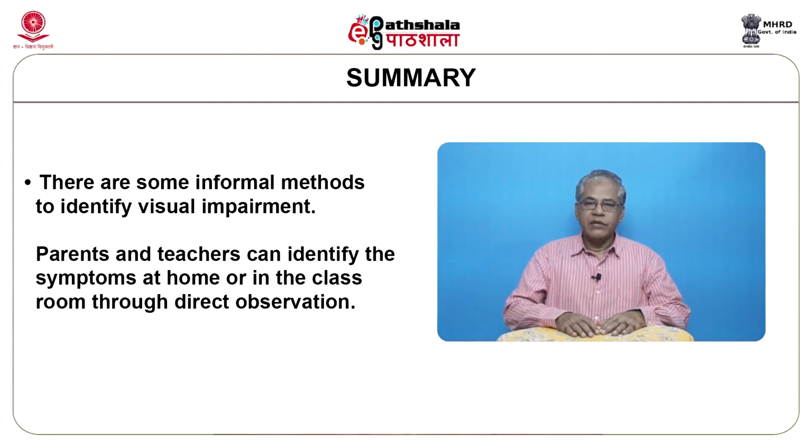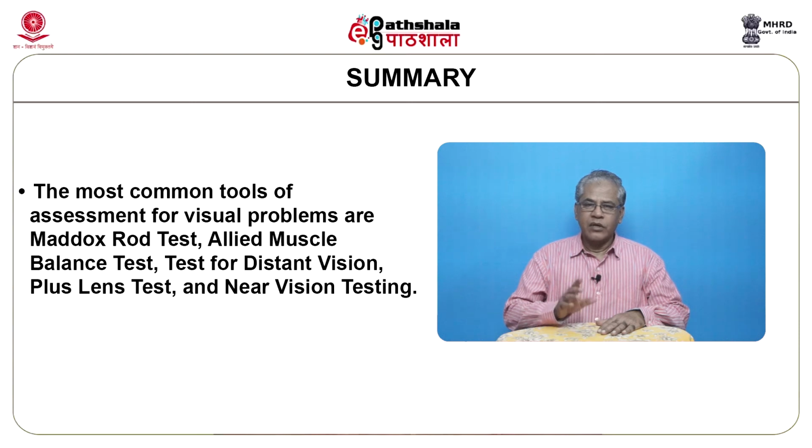There are some informal methods to identify visual impairment. Parents and teachers can identify the symptoms at home or in the classroom through direct observation. The most common tools of assessment for visual problems are Maddox rod test, Allied muscle balance test, test for distant vision, plus lens test, and near vision testing.